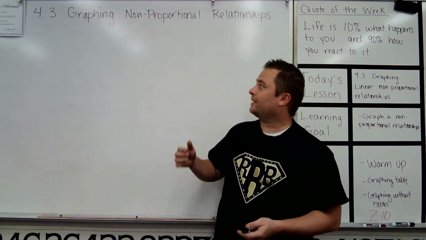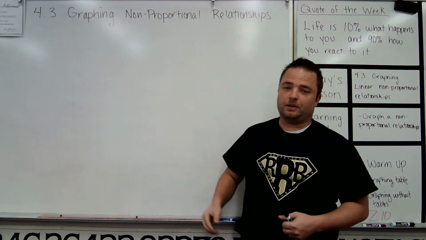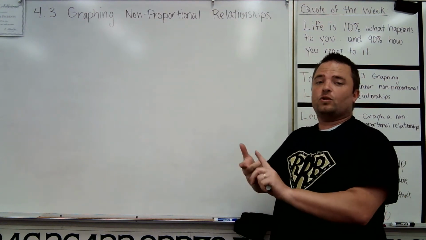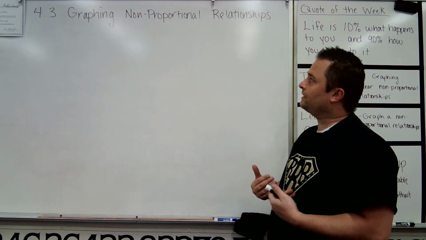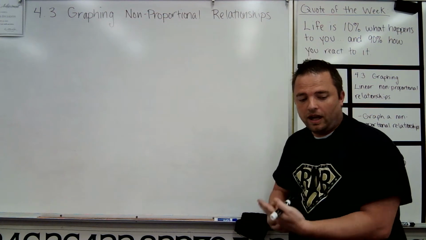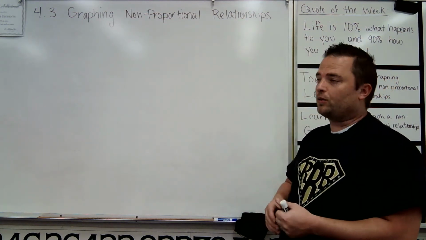In this video, we're talking about 4.3, graphing non-proportional relationships. That's a fancy math way of saying we're going to be graphing things that either don't go through the center or are not straight lines. For our purpose, we're only going to be worrying about the lines that don't go through the center. We are going to be graphing straight lines, just ones that don't go through the center.